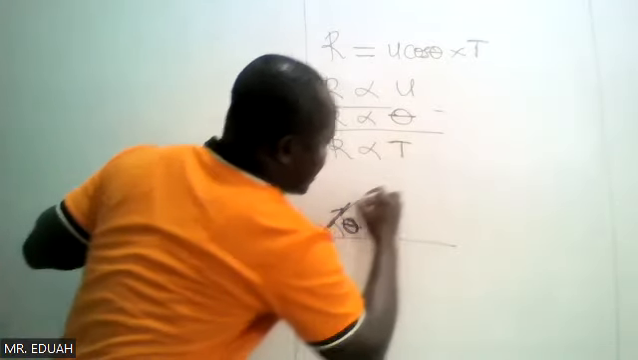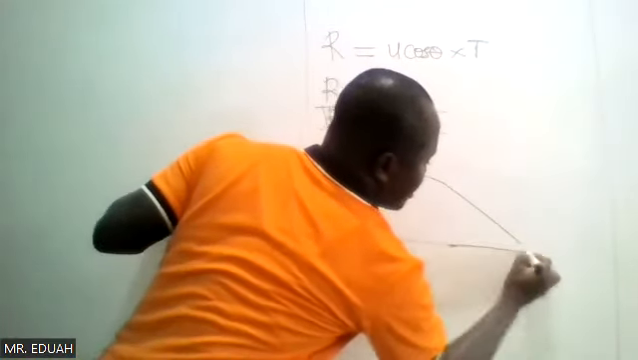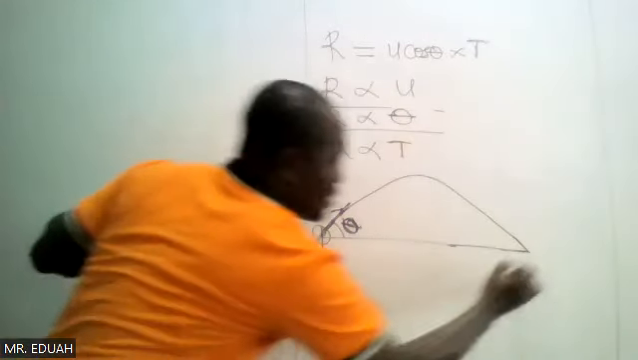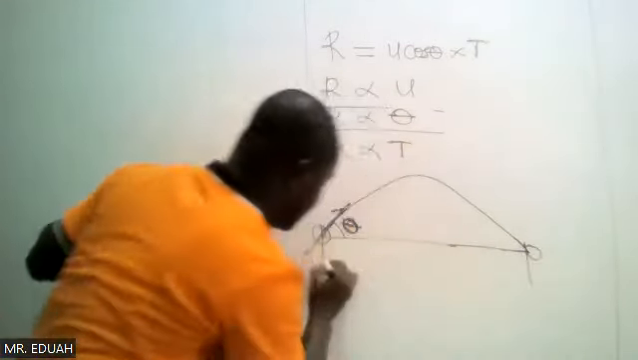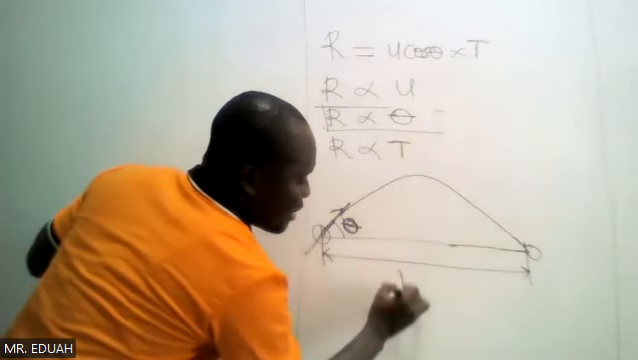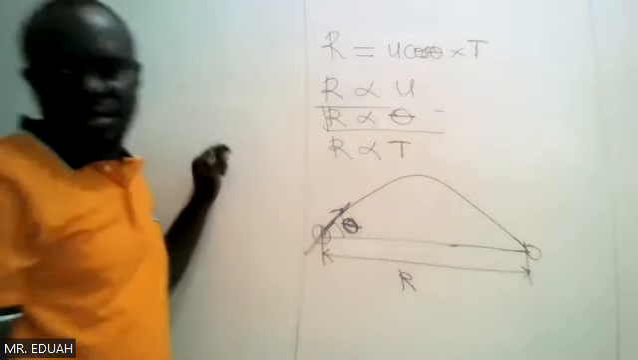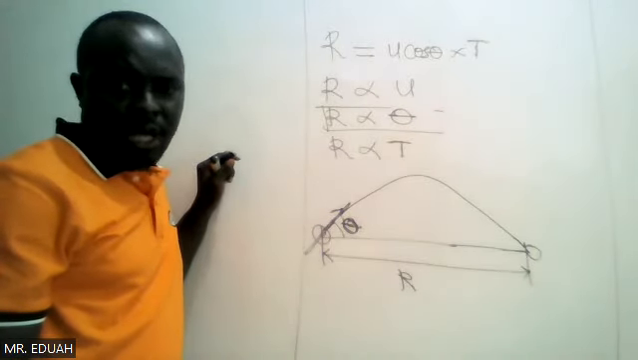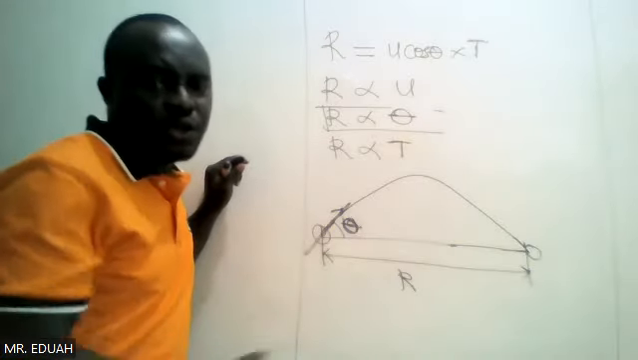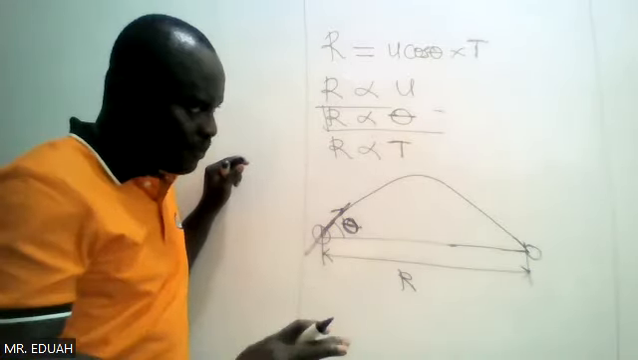So when I change this, the body's horizontal distance traveled, which is the range, this is ground to ground, can also change. R can also change. Okay, so different angles would give you different horizontal distance traveled.